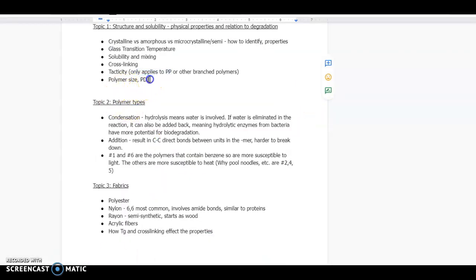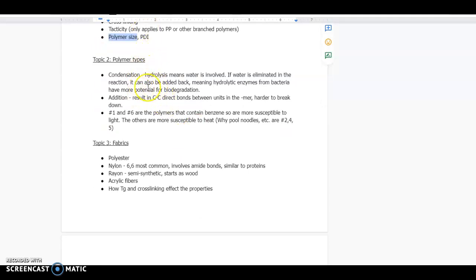We also talked about polymer size and polydispersity index. Polymer size is basically how many N units there are. Polydispersity index is how many are close together in size. What is that range of units? Remember that synthetic plastics usually get bigger, more N units, than natural polymers, which also means there's more bonds, so they're harder to break down.